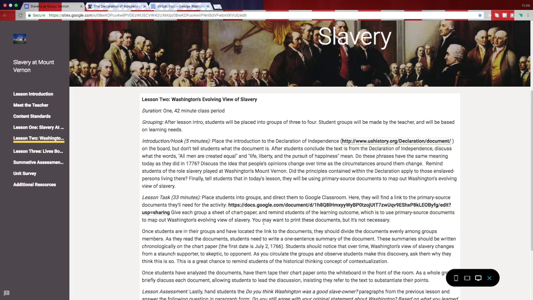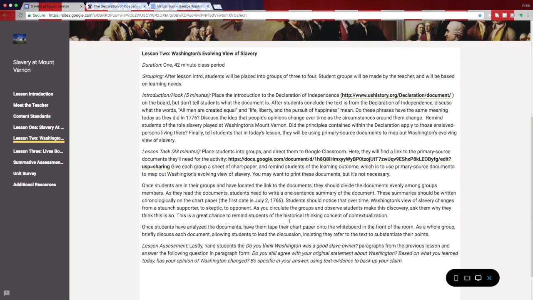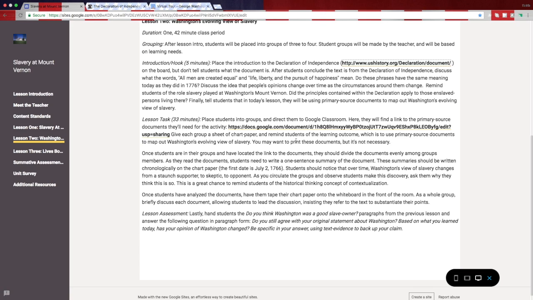Through this text, I'm going to have students talk in groups and talk with the people that are around them. What did those guys back then mean by all men are created equal? What did they mean by life, liberty, and the pursuit of happiness? And then after that hook, to get their minds activated, once again in groups, we're going to be looking at some primary source documents. Now, these will be available to students on Google Classroom.